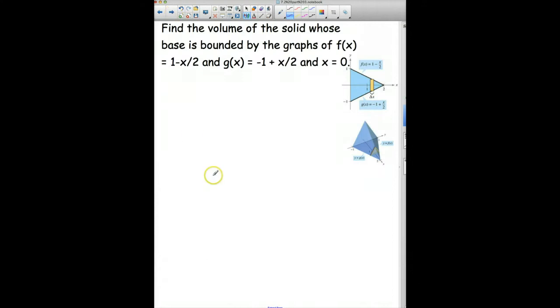So let's set up another one. Find the volume of the solid whose base is bounded by the graphs of f of x equals 1 minus x over 2, and g of x, which is negative 1 plus x over 2. So these two straight lines. So this is regular, y-axis going vertical, x-axis going horizontal, and x equals 0 is the other boundary. So the base of our shape is a triangle.